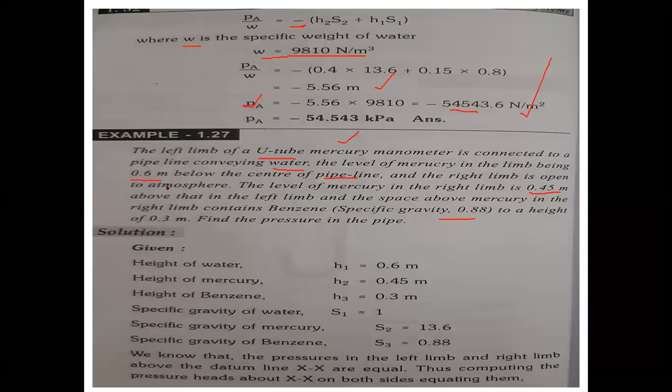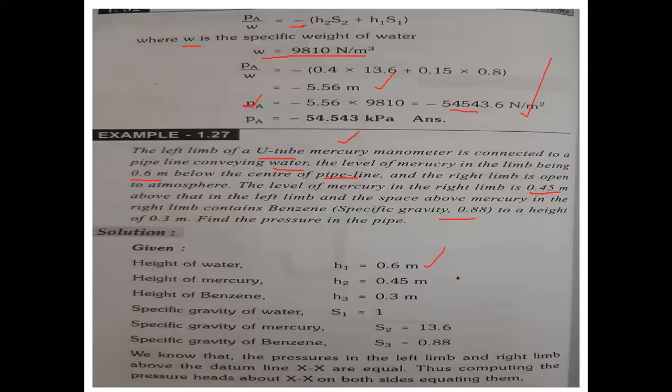See, where is the height of the water? The level of the mercury in the limb being 0.6 meters below the center of the pipeline. Next, the height of the mercury H2 is equal to the level of the mercury in the right limb, which is 0.5. Next, what is the 0.3 here? Benzene height. The benzene height is 0.3.